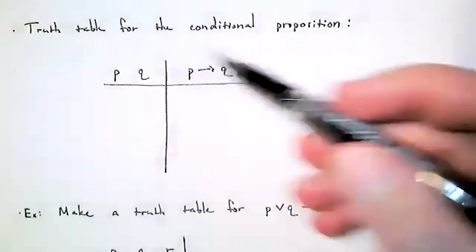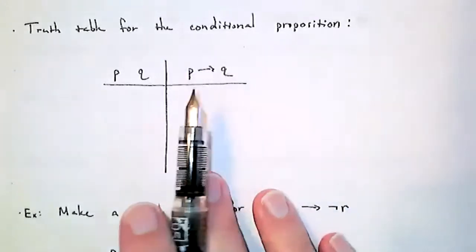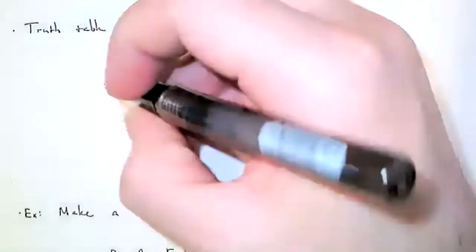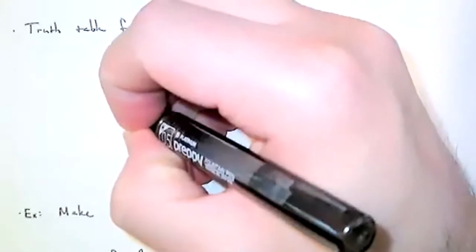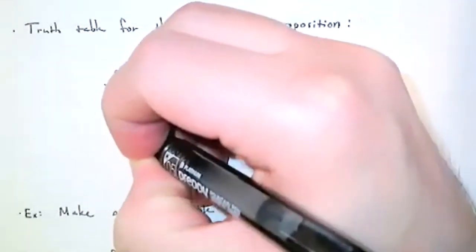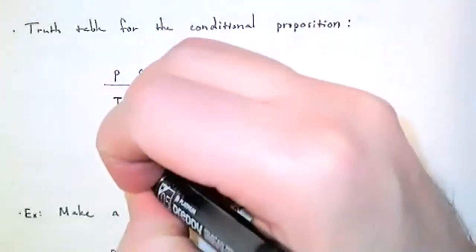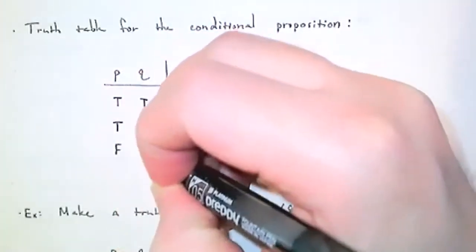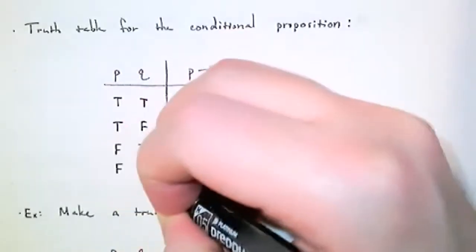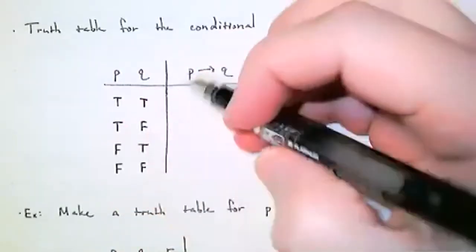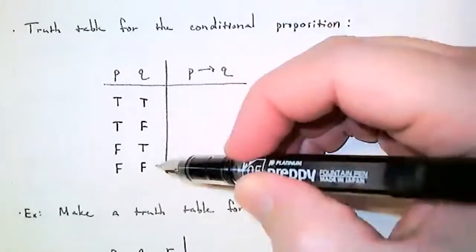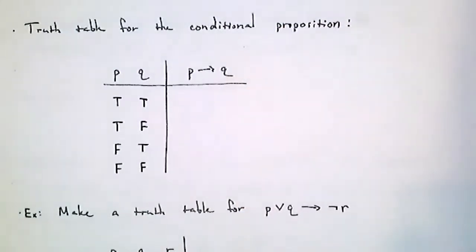Okay, so we're making a truth table for the conditional proposition that we've been looking at. We'll have to fill in the left column with the possible values for the simple statements P and Q, simple propositions, like we did last time. So there's 4 possible combinations of truth values.